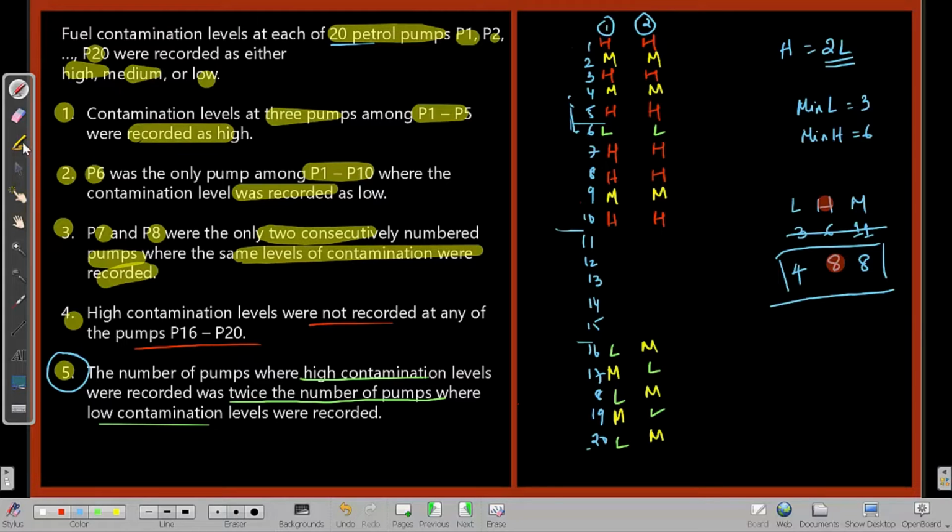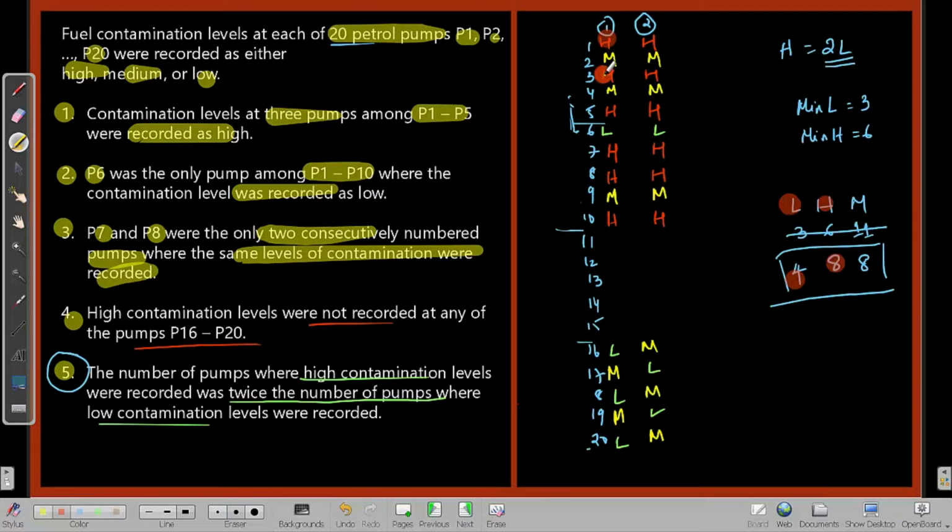Now, let's figure out what is going to happen from 11 to 15. Now L has to be equal to 4. I already see 1, 2, 3, 4 L's. I can already see 4 L's. So the story of L is done. And how many H and how many M do we need? We need a total of 8.